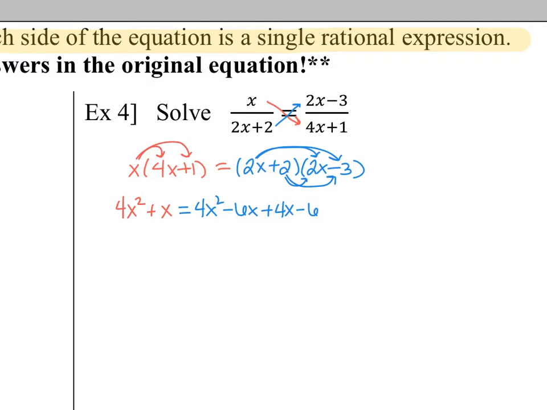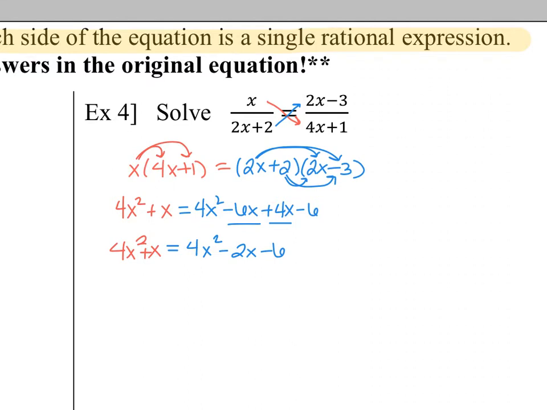Before you start moving things across the equal sign, let's go ahead and clean up the right-hand side. So the left-hand side is going to stay the same, but my right-hand side, I can combine negative 6x and 4x to make negative 2x.